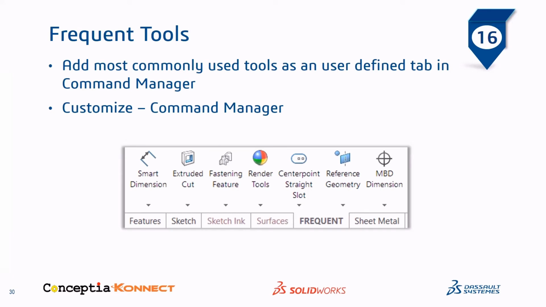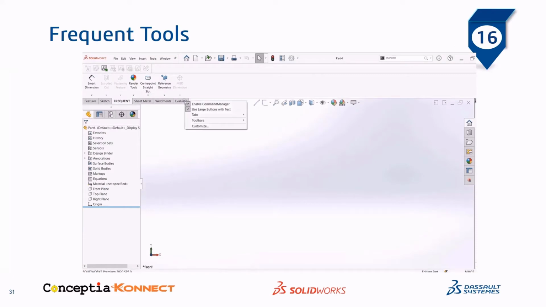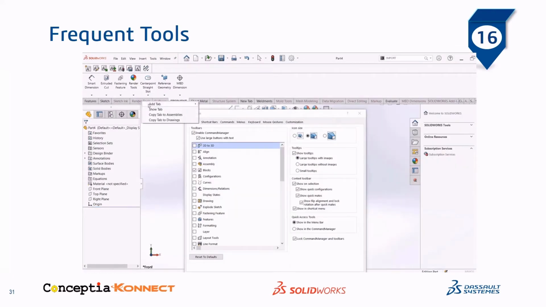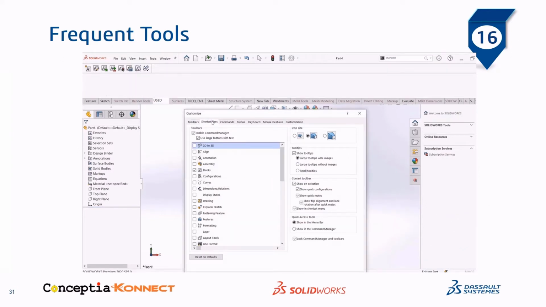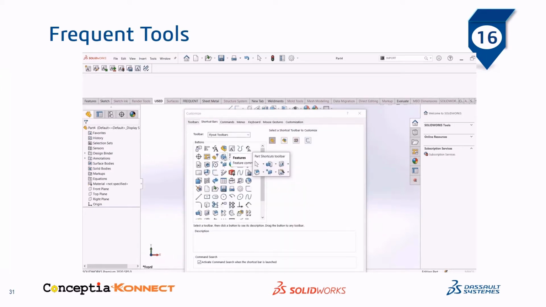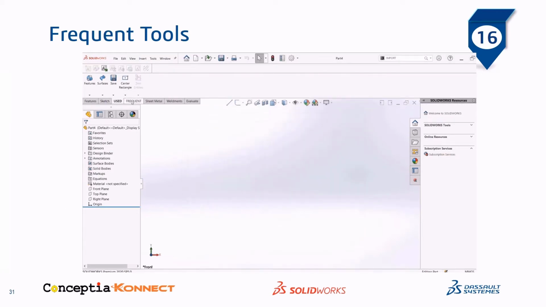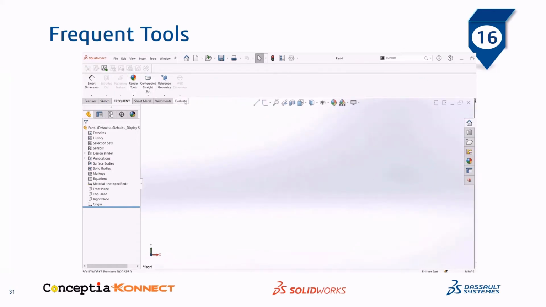Number 16. Frequent Tools tab. Make your own tab of your frequently used tools irrespective of which it belongs to, sketch, features or anything, just like any other command manager. So in your command manager, go for customize or just right click, add tab, empty tab. Rename. In your shortcut bars, bring the icons which are frequently used and close it. So you have created your own frequent tab.